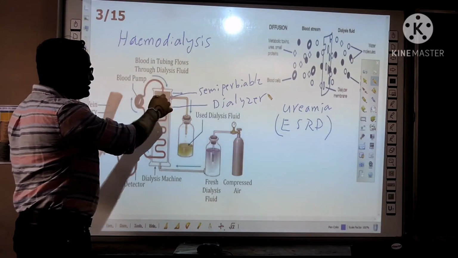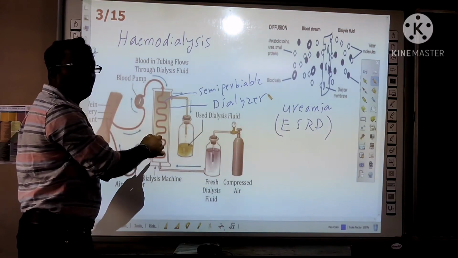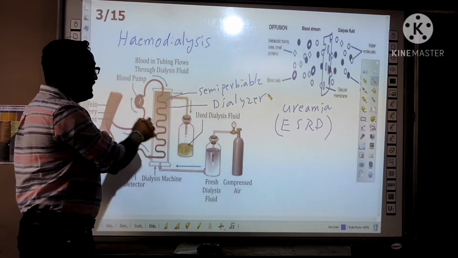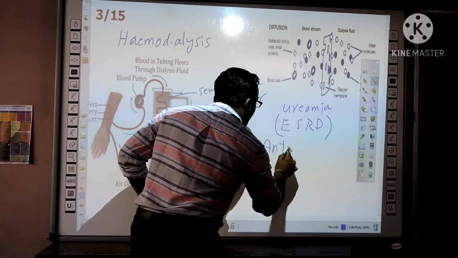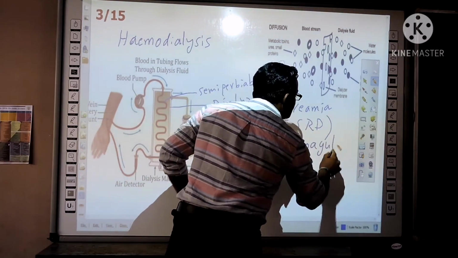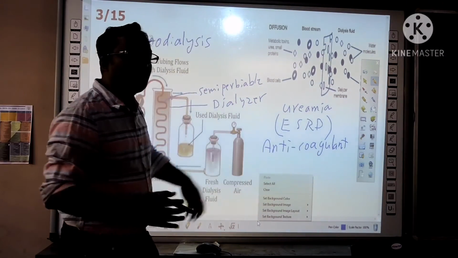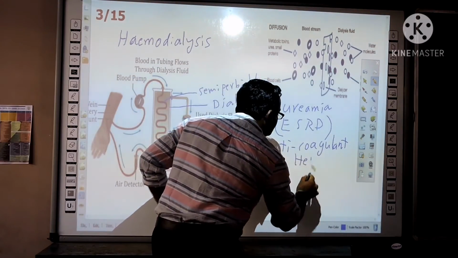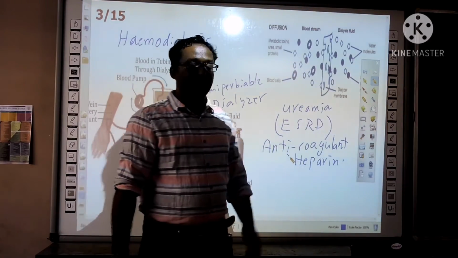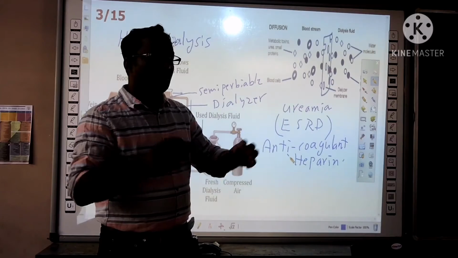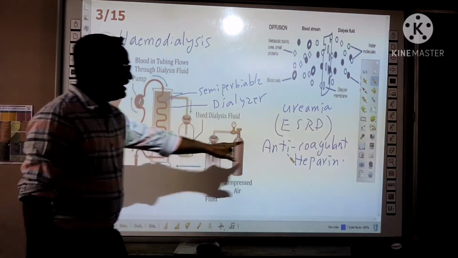pumped into the dialyzer machine, and the blood flows through the pipes. Before pumping the blood into the machine, anticoagulant is mixed with the blood. Anticoagulant helps to prevent the coagulation or clotting of blood. What is the name of the anticoagulant? Heparin. In our blood also heparin is there. The heparin prevents the auto clotting of the blood. So before pumping the blood into the dialysis machine, heparin is mixed.